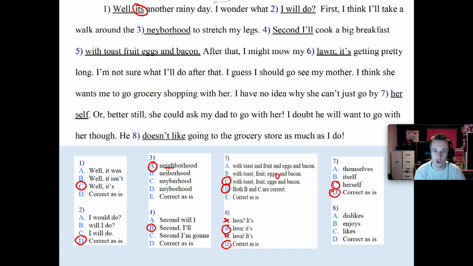So let's just have a quick look. I think she wants me to go grocery shopping with her. I have no idea why she can't just go by herself. She doesn't like going to the grocery store. So it should be, he doesn't like going to the grocery store. I would say it should be he dislikes. He dislikes going to the grocery store as much as I do. Or he enjoys going to the grocery store as much as I do, in that it's a bit sarcastic. Oh, he enjoys it as much as I do. Ha ha ha. That sort of thing.